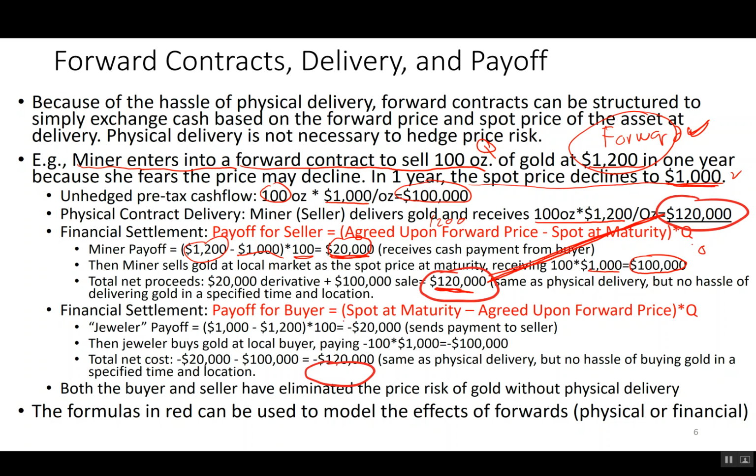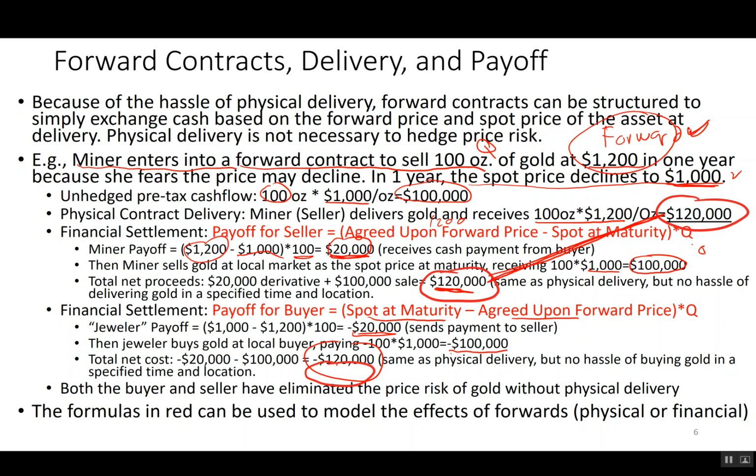Now, for the buyer, the payoff is just a little bit different. Just change the two locations, instead of forward minus spot, it's just the spot minus forward. So in this case, the jeweler winds up paying $20,000. And then she goes ahead and buys the gold in the spot market for $100,000. So she has locked into a cost of $120,000 also. So in this case, both the buyer and seller have eliminated the price risk of gold without actually exchanging gold.